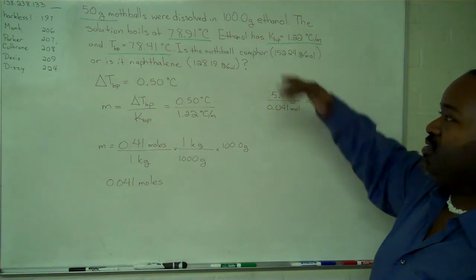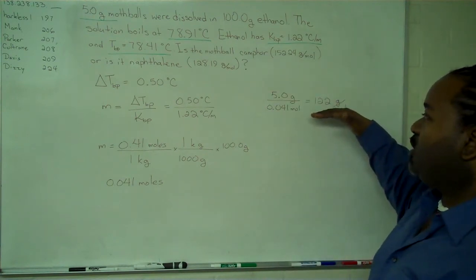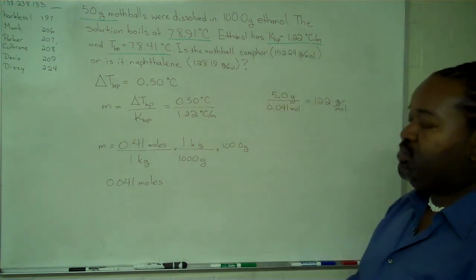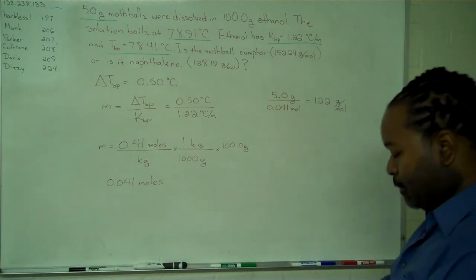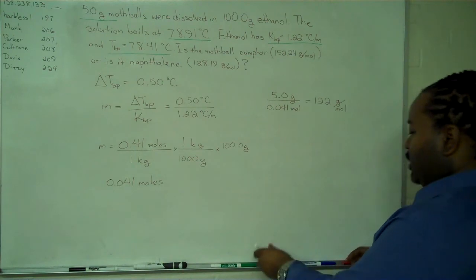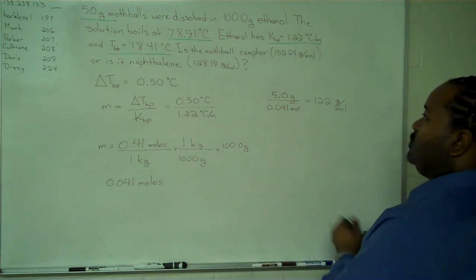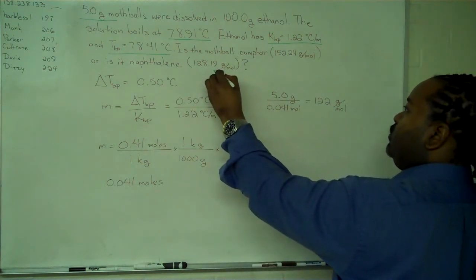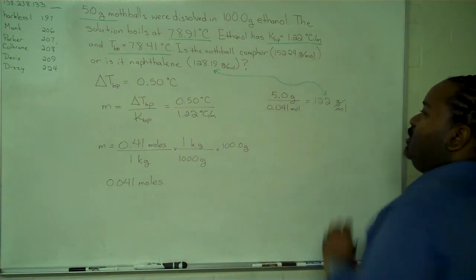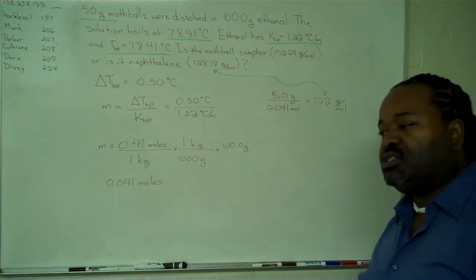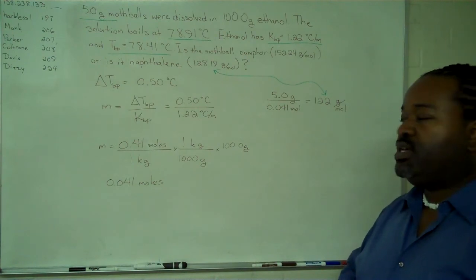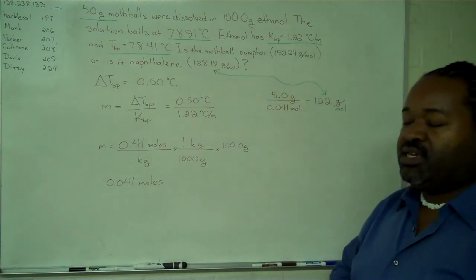Now this doesn't match up exactly with either one, but it's much more plausible to suggest that we have naphthalene than camphor. So because the two values, 128.19 and 122 grams per mole, are sufficiently similar, we will accept that the mothball is made of naphthalene.